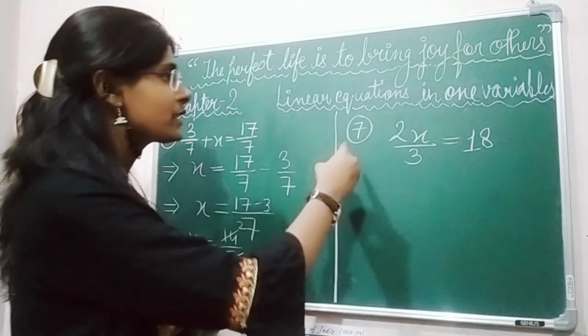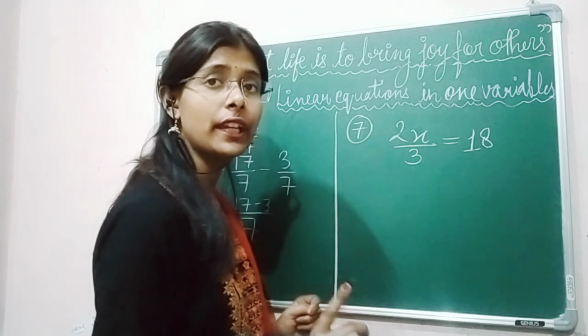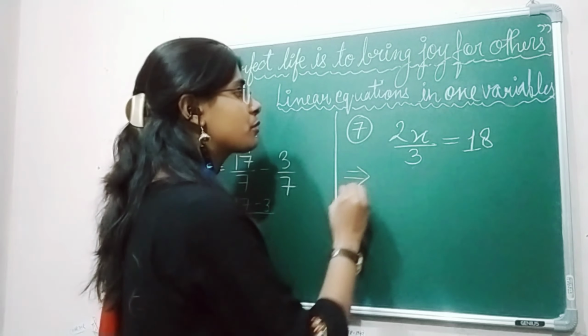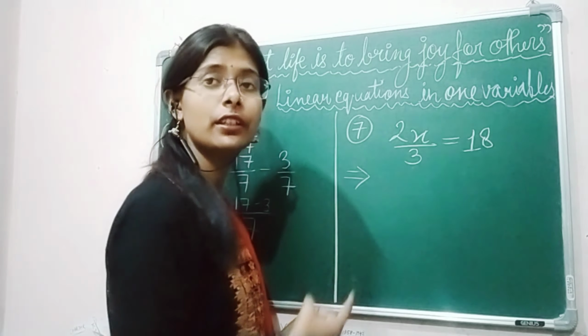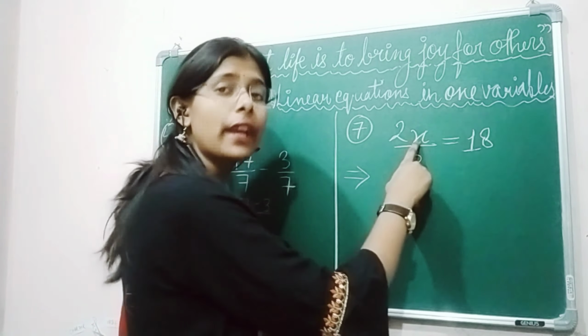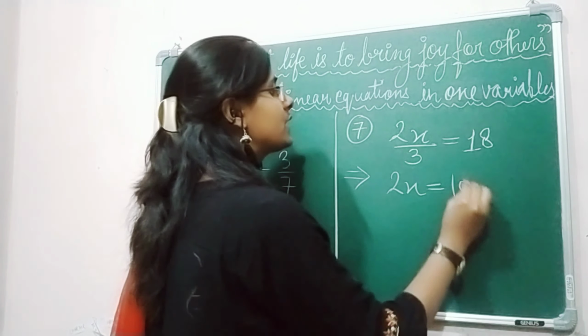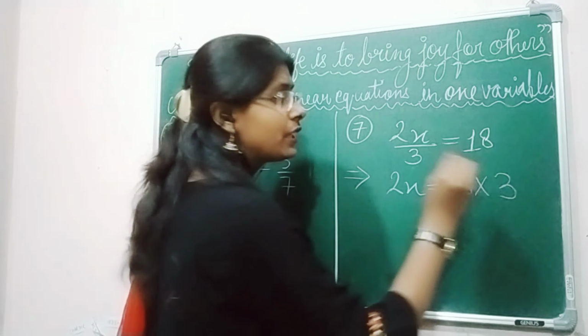Okay. Now let's see question number 7. 2x by 3 is equal to 18. So what number are you going to transfer first? 2 or 3? See this. 2 is nearer to x. So we are going to transfer this 3 first to the right hand side. So it would be 2x is equal to 18 multiplied by 3.